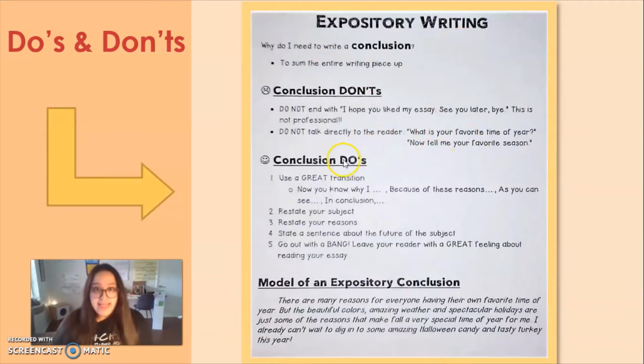Here are some things that you can do in your conclusion. Use a great transition, which many of you have been doing, so that's really, really good to see. Now you know why, because of these reasons, as you can see, in conclusion. Restate your subject, restate your reasons, state a sentence about the future of the subject, which is when we end on a hope, wish, dream, or wonder, and go out with a bang. Leave your reader with a great feeling about reading your essay, which is something that we talked about a little while ago. So here's an example of an expository conclusion.